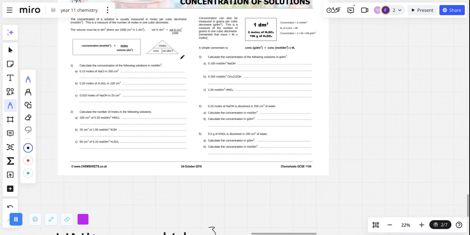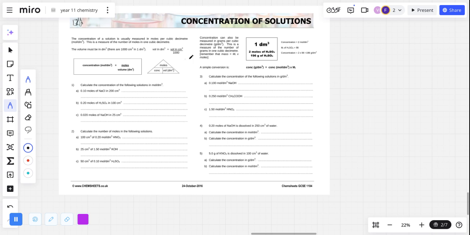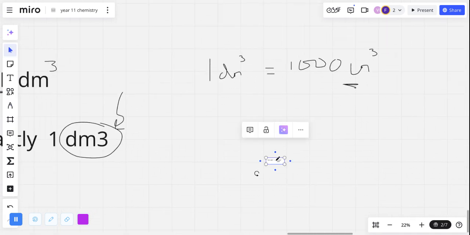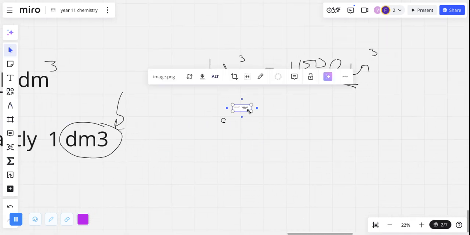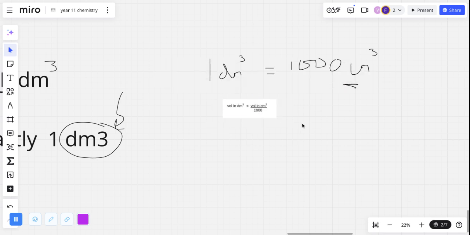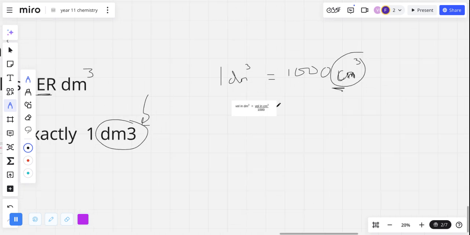This part here, volume equals. So we'll give you it in cm³. You've got to divide by 1,000. All right? Have to. If we've given you it in cm³, you've got to really pay attention to this. That's a cm³. If it's cm³, you've got to divide it by 1,000.